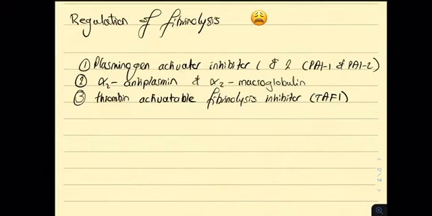And finally, and I promise this is the last part, fibrinolysis needs to be regulated. Its regulation is achieved by three main factors. First, plasminogen activator inhibitors 1 and 2, or PAI 1 and 2. Second, alpha-2 antiplasmin and alpha-2 macroglobulin. And third, thrombin activatable fibrinolysis inhibitor, or TAFI. Now there are other factors, but these are the main ones.